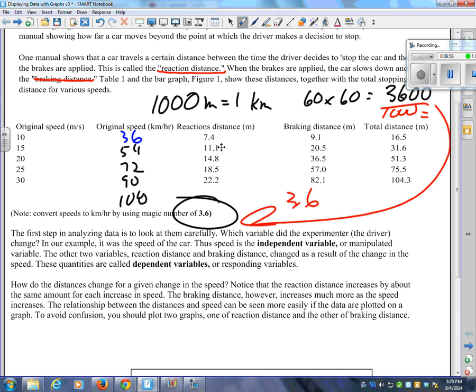Reaction distance. What's this distance again? Reaction time from your test. It's how far you go before your foot hits the brake. If you're going 36 kilometers an hour, you go 7 meters before your foot even hits the brake, and then you go another 9 meters for a total of 16 meters before you stop. That's a long ways. If you're going 100 down the highway, 108, you go 22 meters before your foot hits the brake, and then you go another 82 meters.